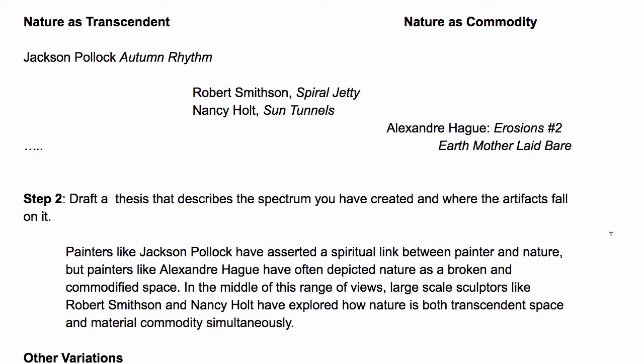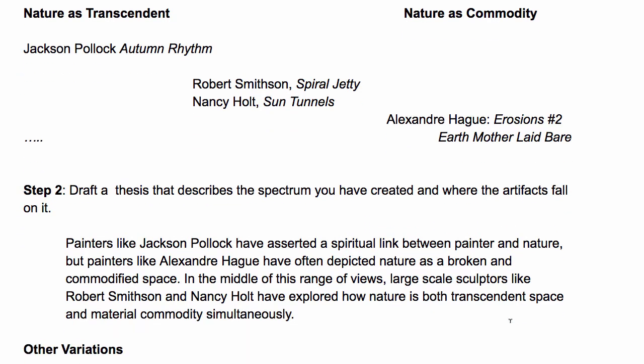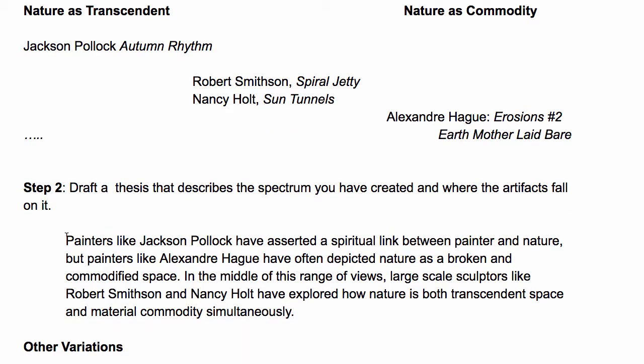So once we've got our spectrum created, now we can draft a thesis. And if you look at what I've done here, I won't read it to you. You can always pause the video and watch it. You can see that in the first sentence of the thesis, I talk about Pollock and Haig and where they are on the spectrum. And then in the second sentence of the thesis, I talk about my other 2 artifacts. So in this case, I needed a 2-sentence thesis because my artifacts went in so many different directions.